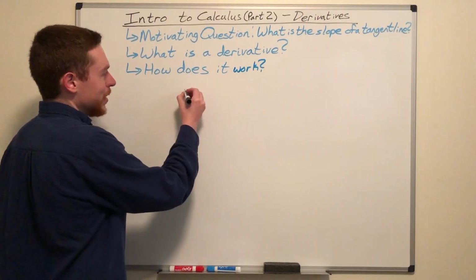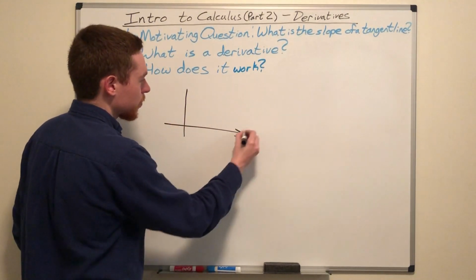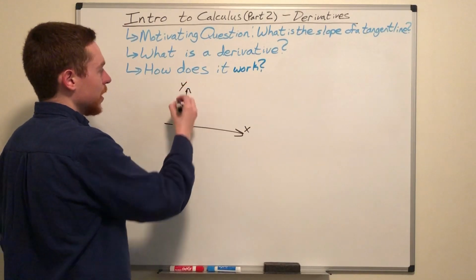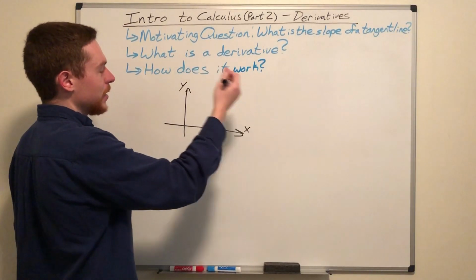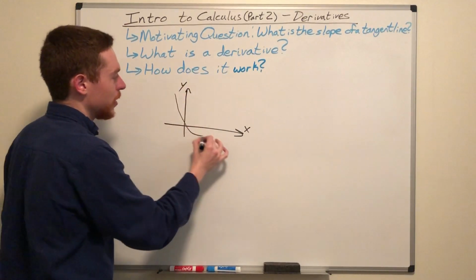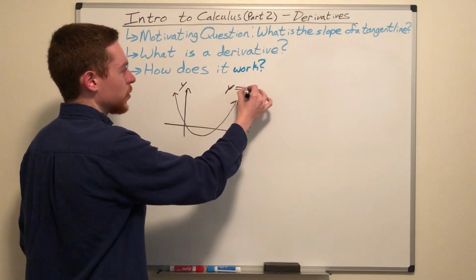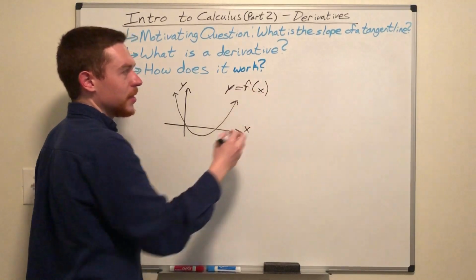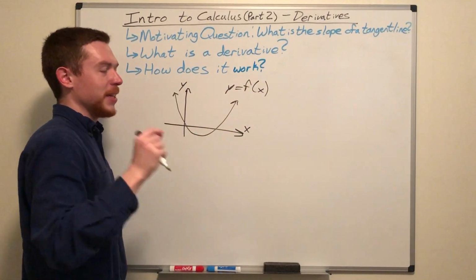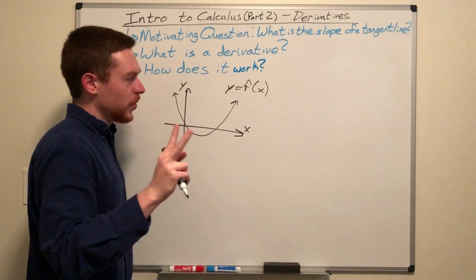Well, what is a tangent line? Basically, to understand what a tangent line is, I want to start by introducing, what is a secant line? A secant line is a line that is determined, not necessarily that goes through 2 points, but that is determined by 2 points on a graph.